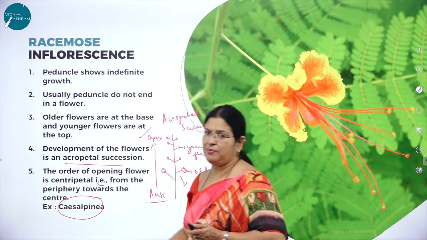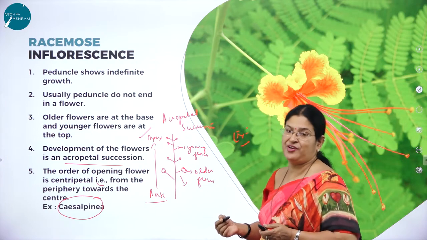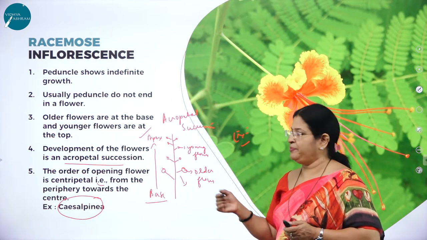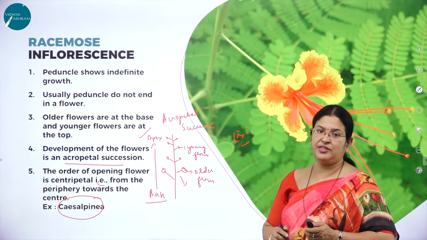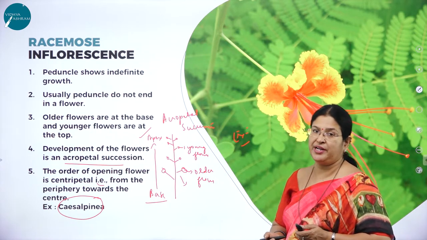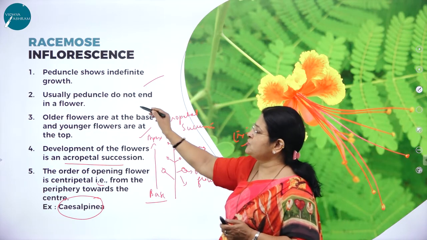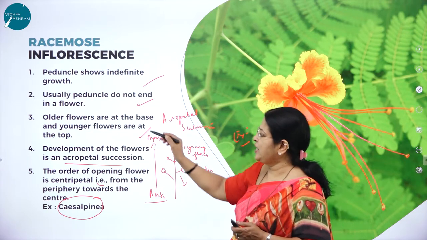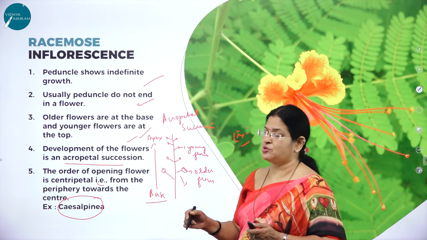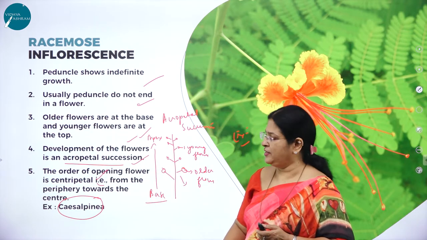Example, Caesalpinia pulcherrima. This is a classical example. You can see this is the beautiful flower of Caesalpinia. The scientific name is Caesalpinia pulcherrima. I repeat, what are the features of the racemose inflorescence, which is also called what? Indefinite or indeterminate type of inflorescence, where the peduncle shows indefinite growth. Usually the peduncle does not end in a flower, and the older flowers are at the base and the younger flowers are at the top. Such a type of arrangement is called acropetal succession. And the order of opening of flowers is centripetal, right?